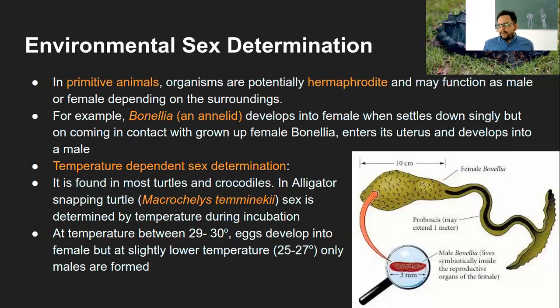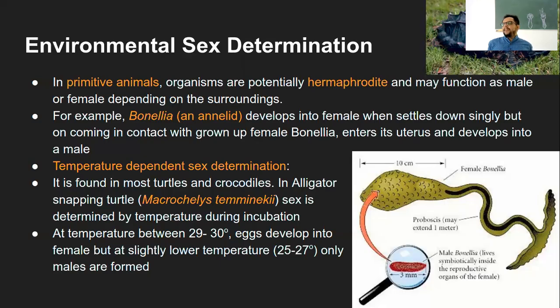Okay. Any other question? Sir, I didn't understand the Bonellia thing. So see, this is like a chemical coordination. When the young female comes into contact with a grown-up female, it will allow the entry of that younger female into the grown-up female's uterus. I'm sure there must be some chemicals, in the sense of hormonal actions, and because of that, it leads to the changes in the gender.